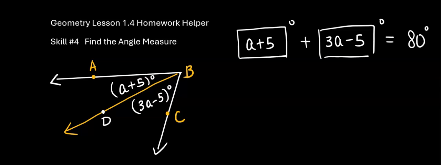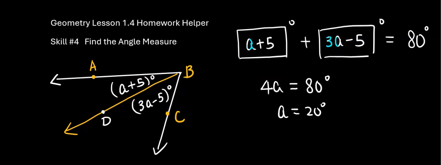Welcome back to your pre-algebra and algebra 1. Now we can start to combine your like terms. 1a plus 3a, that is 4a. Positive 5 and negative 5 cancel out each other. And A is how many? Divide by 4 on each side. A is 20 degrees. You just finished solving the first one.